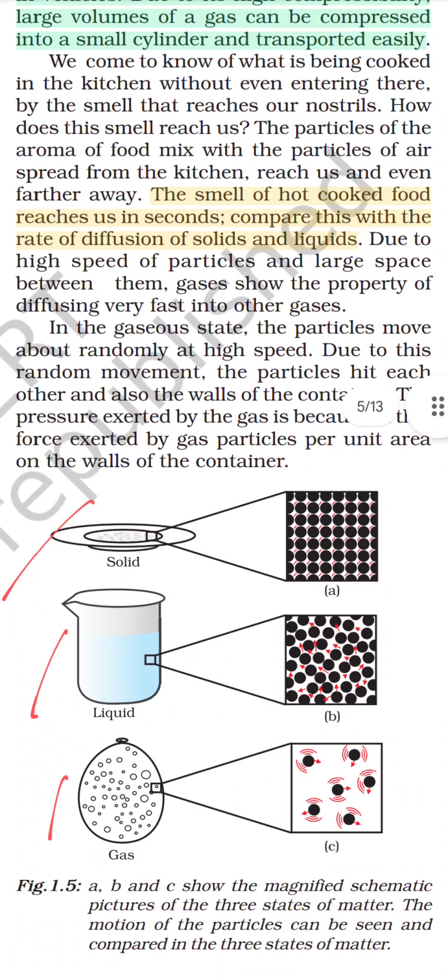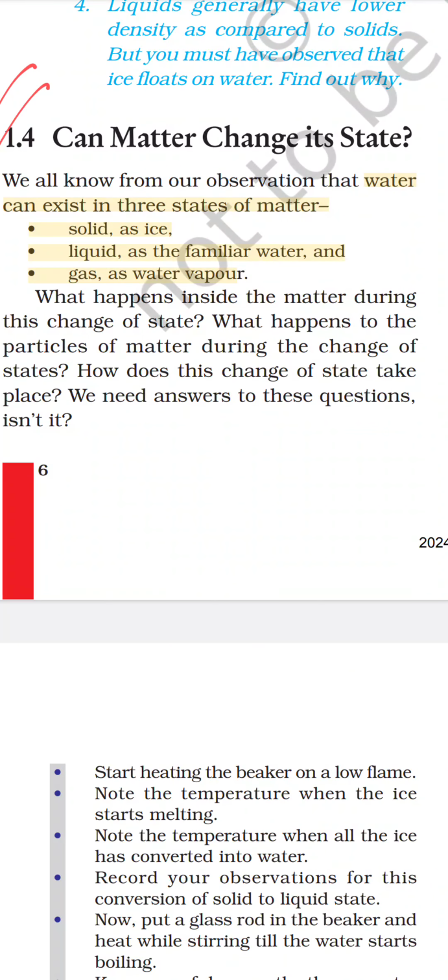Here A, B, C show the magnified schematic picture of the three states of matter. The motion of the particles can be seen and compared in the three states of matter. Here A is solid, B is liquid, and C is a gas.